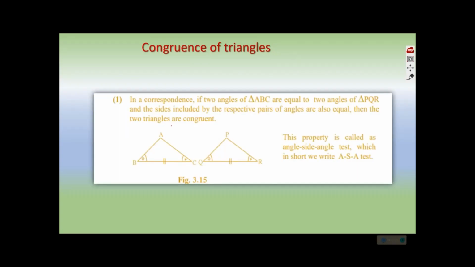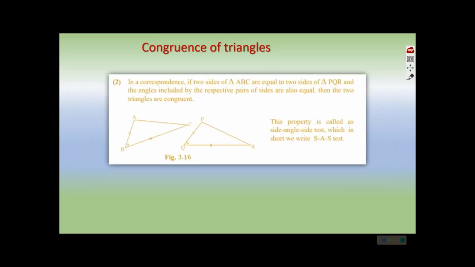If there are two triangles, one triangle is ABC, the other is PQR, and if this angle is equal to this angle, this side is equal to this side, and this angle is equal to this angle, by a test these two triangles are congruent. We call it the angle side angle test. थोड़ा 7th standard में आपने इसके बारे में पढ़ा है, बट अभी वापस आ गया है.